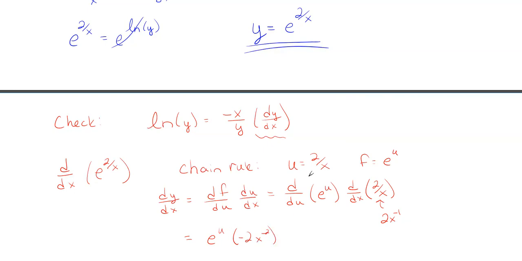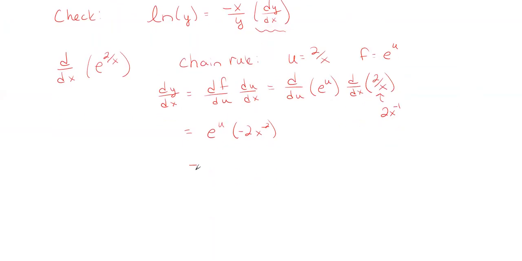So let's plug back in our 2 over x for our u variable here. And then my dy dx actually pops out to be minus 2 over x squared multiplied by e to the power of 2 over x. All right, so that's what I'm going to plug in right here. So let's drop this entire expression down and plug in our y equations here.